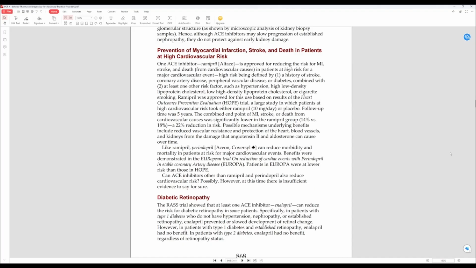Can ACE inhibitors other than ramipril and perindopril also reduce cardiovascular risk? The question is a possibility. However, at this time, there's insufficient evidence to say so for sure.